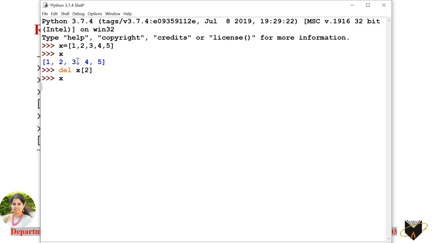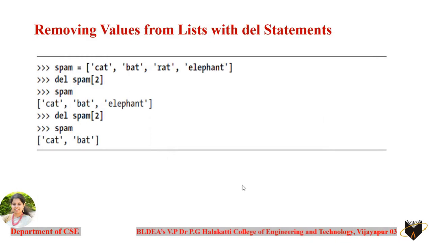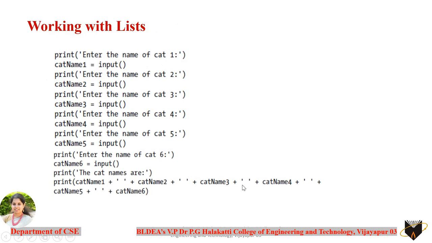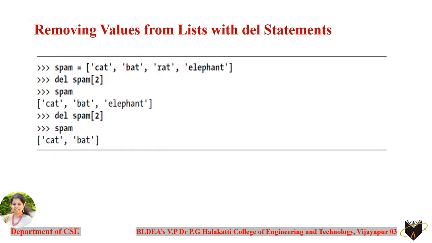So type x. You can see here that from that list the element 3 has been deleted. That means you need to specify the index value. Do not get confused here. You should not specify the element which you want to delete. Instead it should be the index value of the element which you want to delete. Further concepts will continue in the next video.